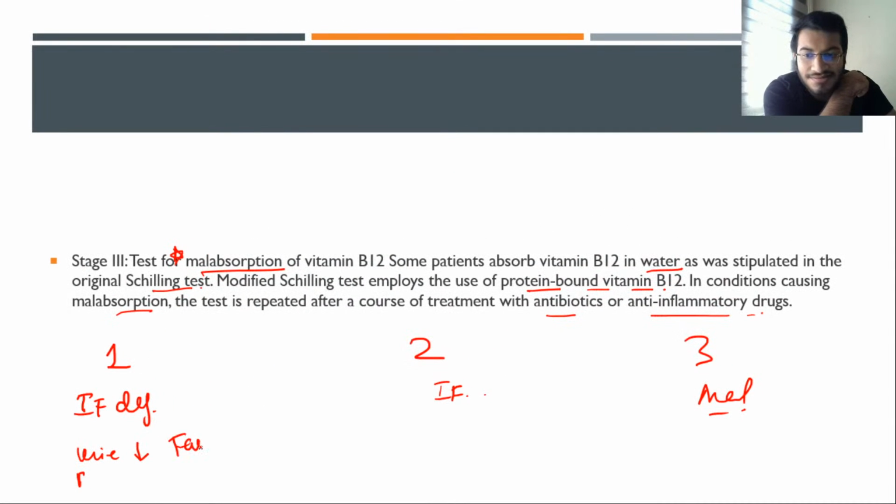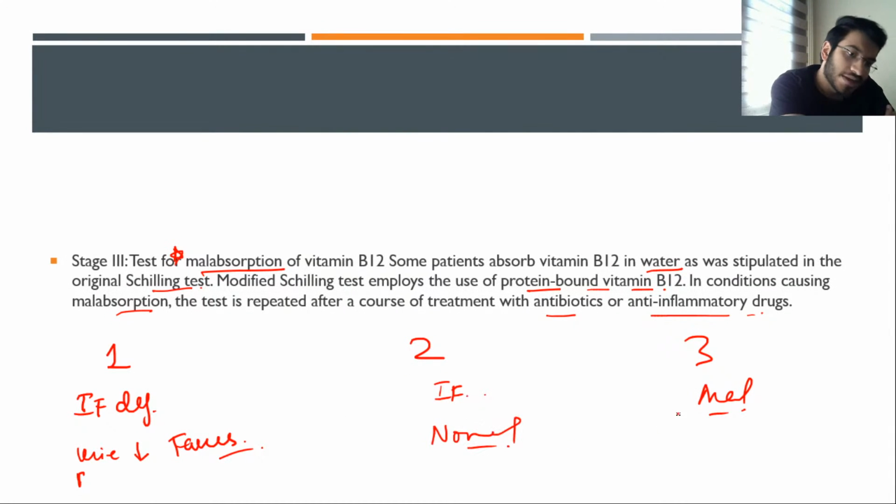फीसिस में निकल जाएगा. देन इंट्रिंसिक फैक्टर इंटैक्ट है तो नॉर्मल वैल्यूज आएंगी. मैल एब्जॉर्प्शन में है तो वो एब्जॉर्ब नहीं होगा, 10 लेस होगा यूरिन में. बट इसके बाद एंटीबायोटिक्स देंगे, एंटी इन्फ्लेमेटरी ड्रग्स देंगे और फिर से ये टेस्ट करेंगे ताकि ये रूल आउट कर सकें.